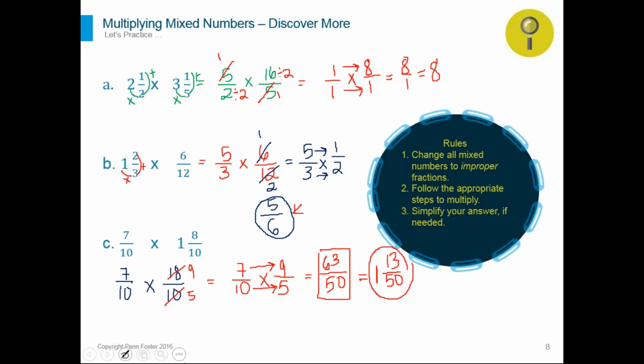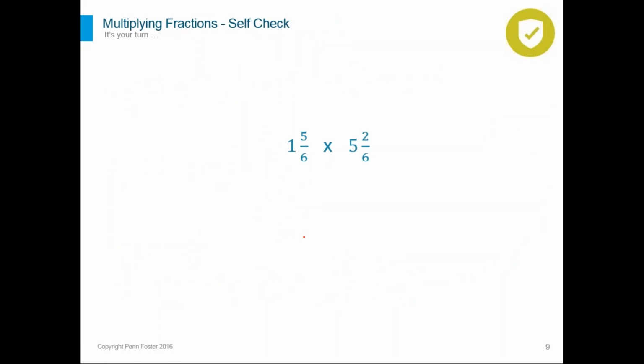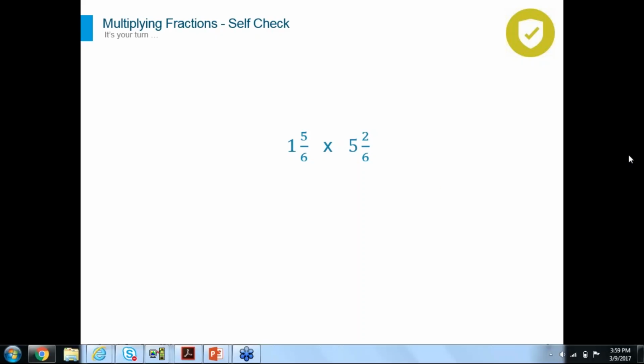Okay, let's have some practice with one other self-check question. 1 and 5 over 6 times 5 and 2 over 6, we have two mixed numbers. What should I do first before I do the cancellation method? And what's the answer? I'm going to make the screen change, and here you go.